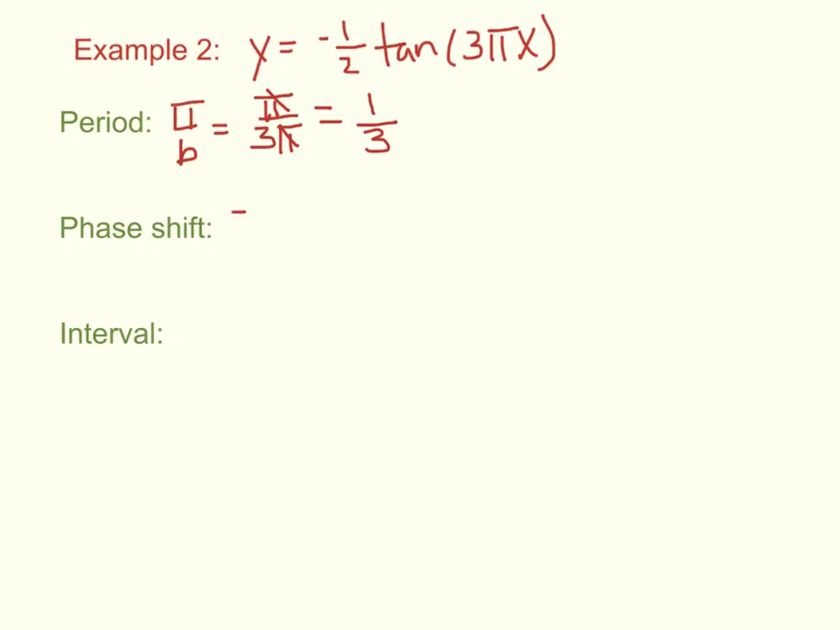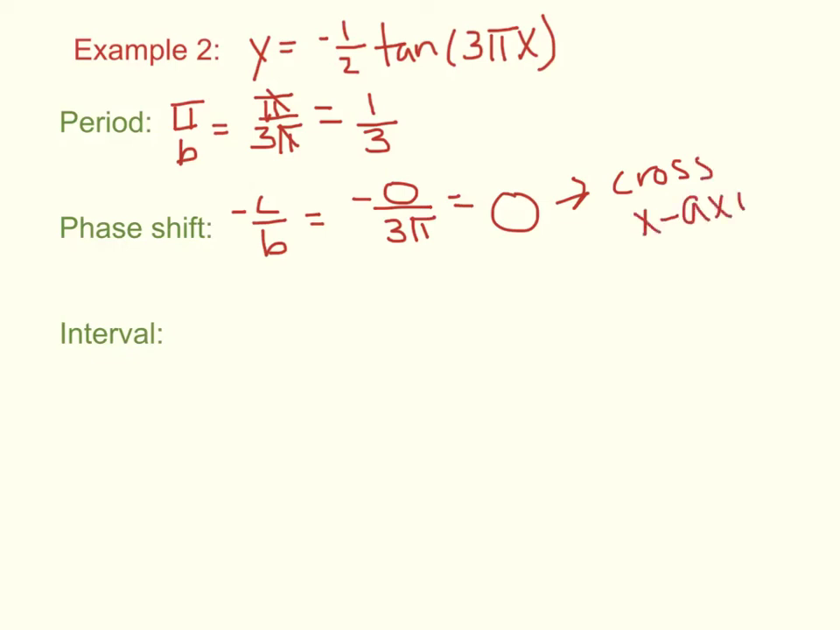The next thing we're going to find is our phase shift. It's going to tell us where it crosses the x-axis, so it's -c over b. Now notice nothing's being added or subtracted to my bx, so that means my c value in this case is 0 over, we just said my b was 3 pi. Well, 0 divided by anything is going to stay 0. So in this case, it's going to cross the x-axis at 0. So I'm just going to make a note of that.